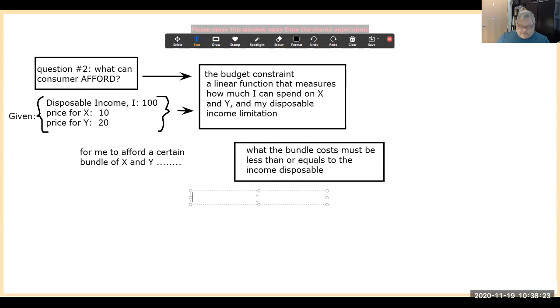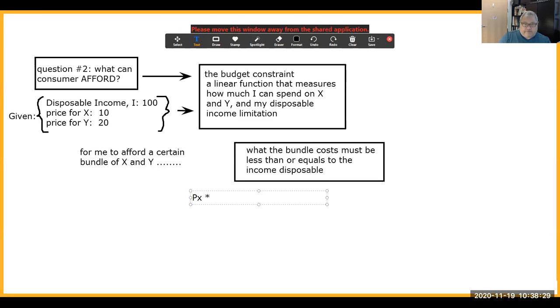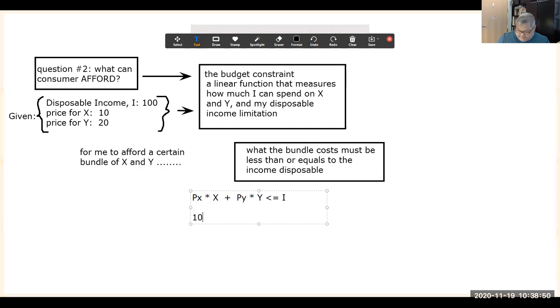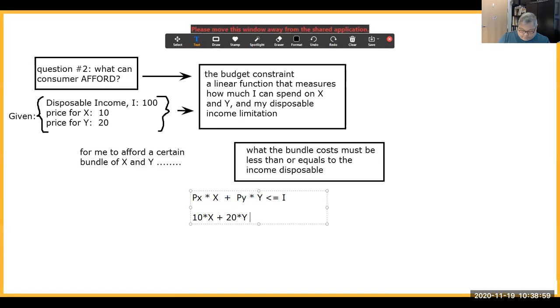So the generic formula is I'm going to be multiplying the price of X times the quantity of X, and that's going to give me my expenditure total in X. And I need to add to that the price of Y times the quantity of Y, and that must be a total of less than or equals to the income level. And in this particular case, then, I need to multiply 10 times the quantity of X and add that to 20 times the quantity of Y. And that must be less than or equals to 100 total units of income.